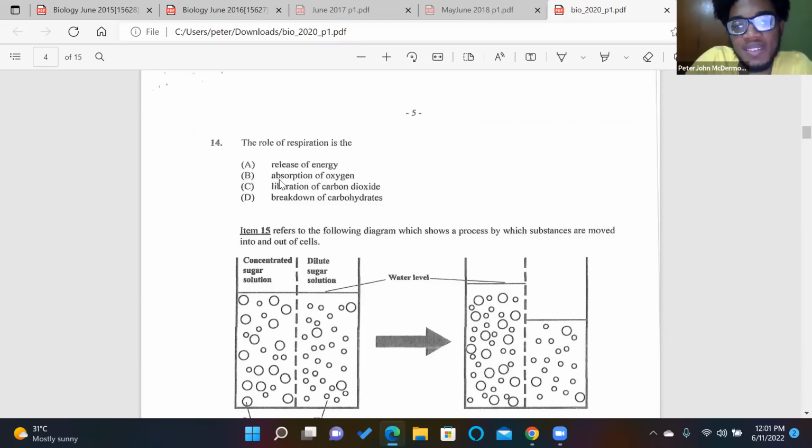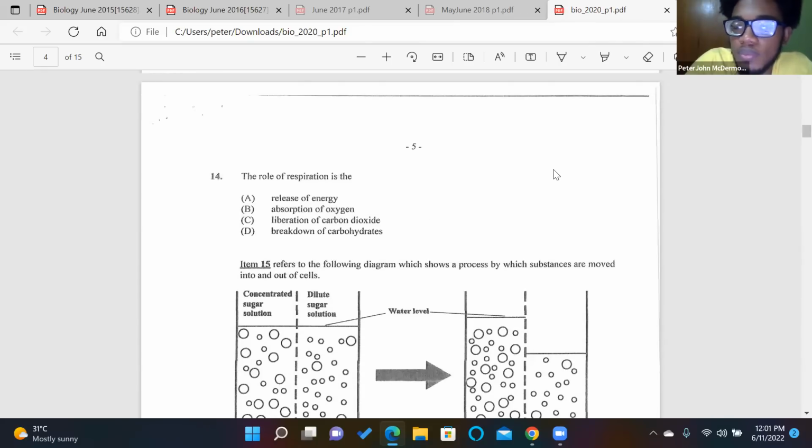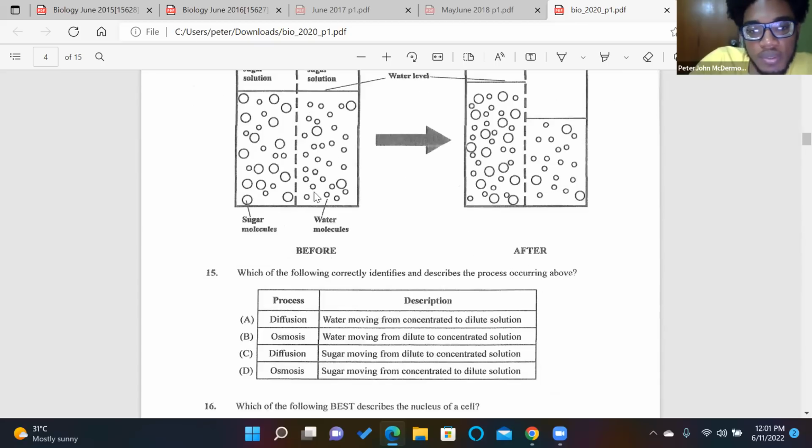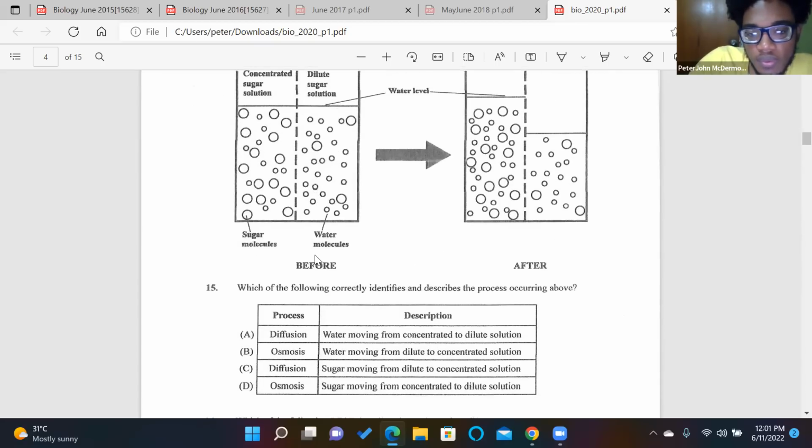This just can't be B. Why would you want to absorb oxygen? B and C are not as important. A is the most important role of respiration. Breakdown of carbohydrates. Why not D? It's because, why are you breaking them down? You break them down for the release of energy. Cool? That makes sense?